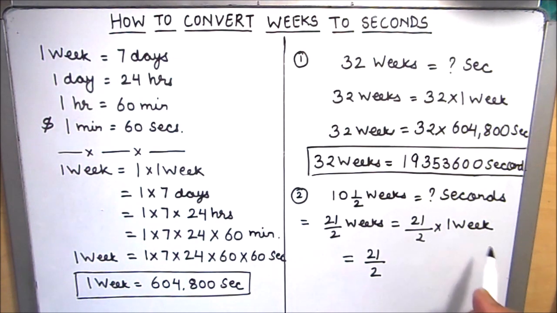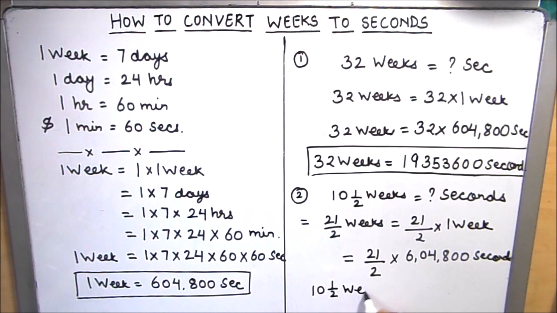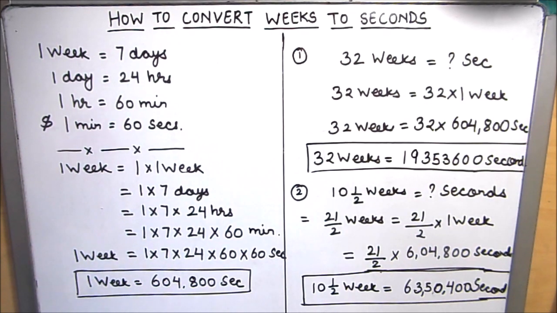So we are going to write 6,04,800 seconds. So 10.5 weeks is equal to, when we multiply, this comes out to be 63,50,400 seconds. So this many seconds are there in 10.5 weeks.